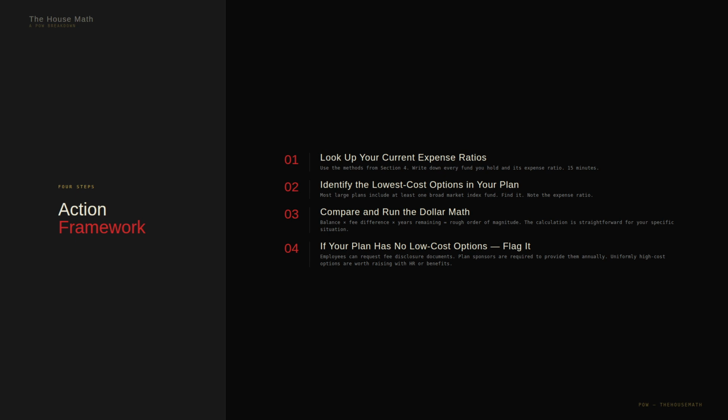Step 4. If your plan has no low-cost options, flag it. Employees have the right to request information about their plan's investment options and fees. The Department of Labor requires plan sponsors to provide fee disclosure documents annually. If your plan's options are uniformly high cost, that's information worth raising with your HR or benefits team.